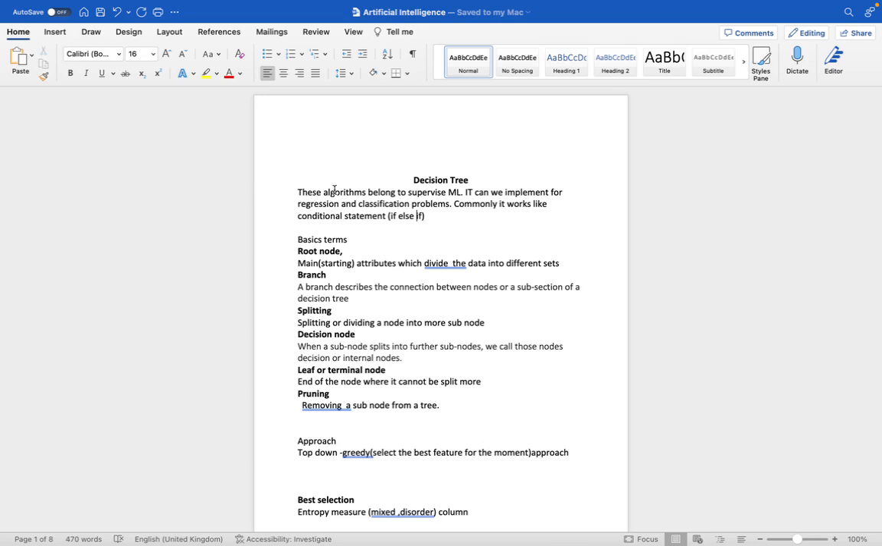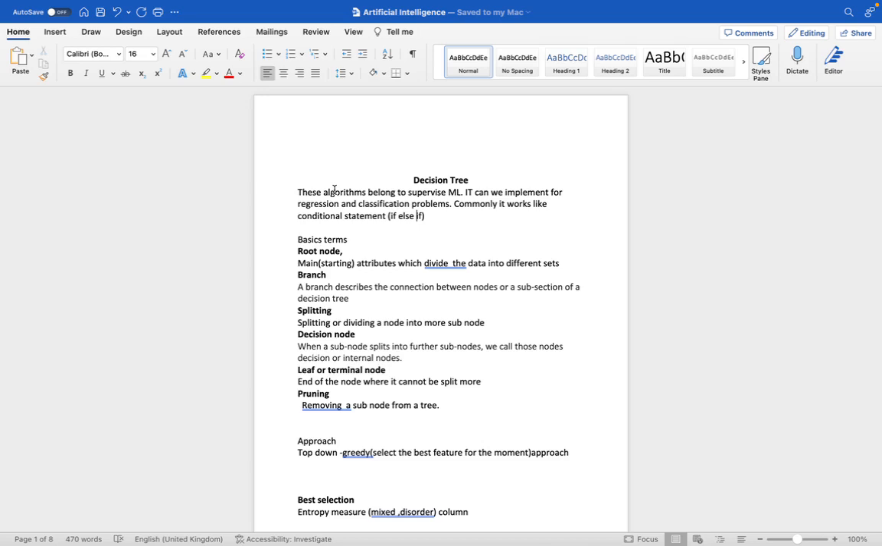Another concept is splitting: splitting or dividing a node into more subnodes. We will cover this in our upcoming lesson, but right now consider it in this way. Another is the decision node. When a subnode splits into further subnodes, we call those nodes decision or internal nodes. And the last one is the leaf or terminal node.